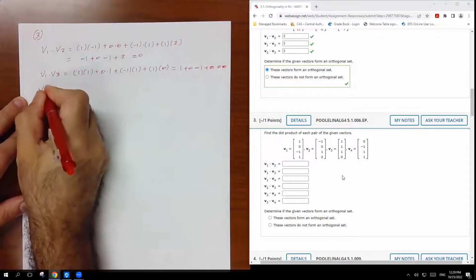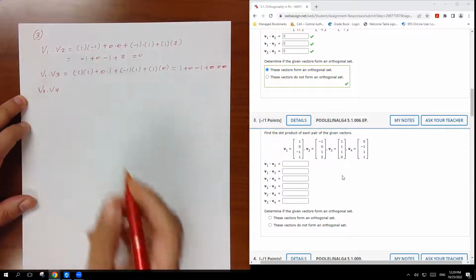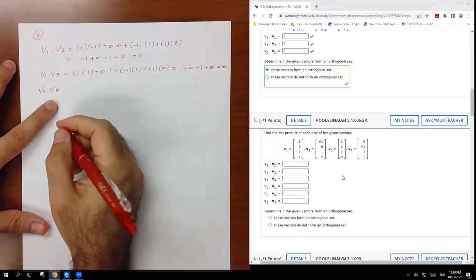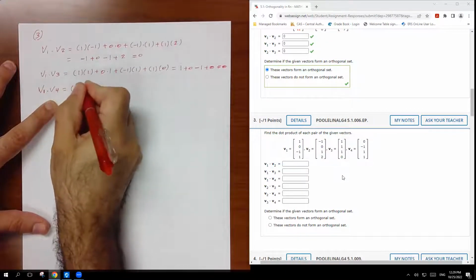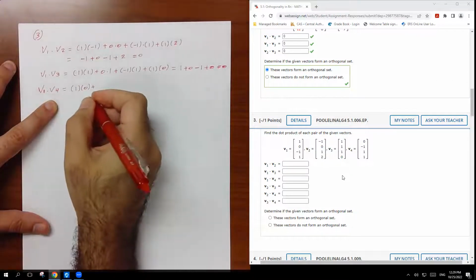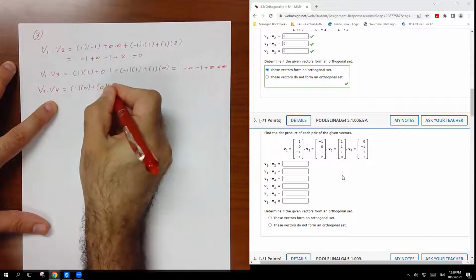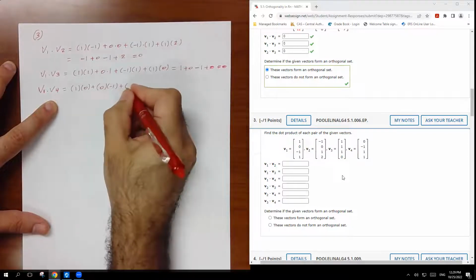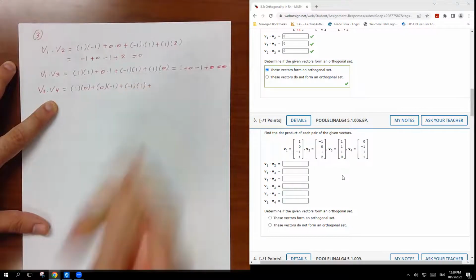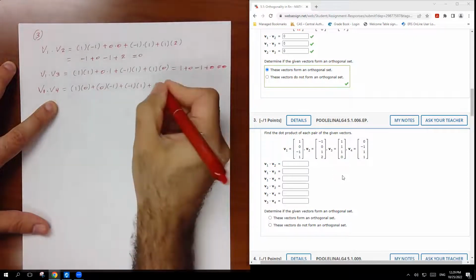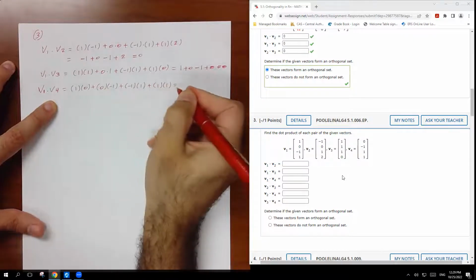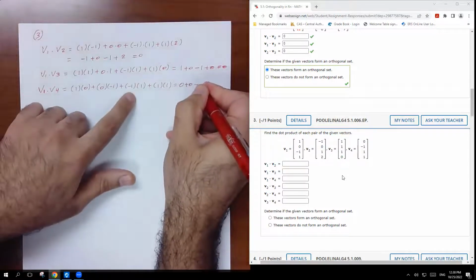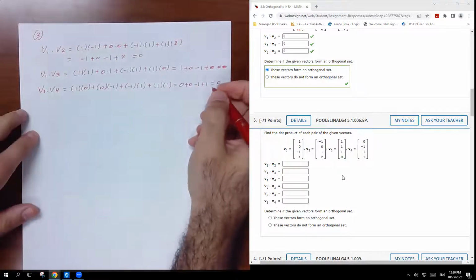Now V1 times V4. So until now, it's okay. Now V1 times V4 is going to be 1 times 0 plus 0 times -1 plus -1 times 1 plus 1 times 1. So this one is 0, this one is 0. So 0 plus 0 minus 1 plus 1, and the result equals 0.